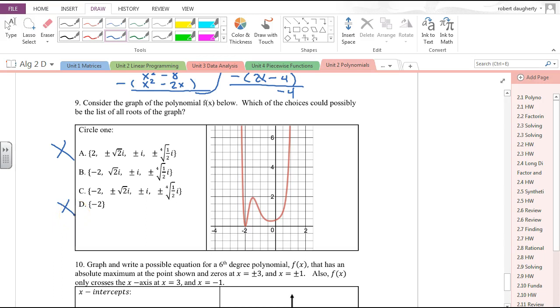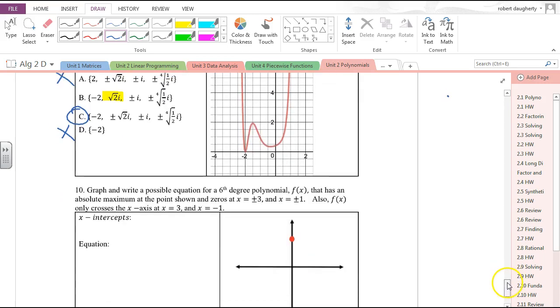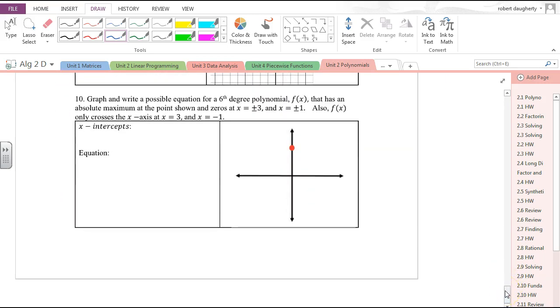The only difference between these is if you look right here, this has a complex root but not its conjugate. So the only one that has conjugates for all the irrational and complex roots is this one. So it has to be C. This turned into a bonus last year because they couldn't get it, but you guys can handle something like that.